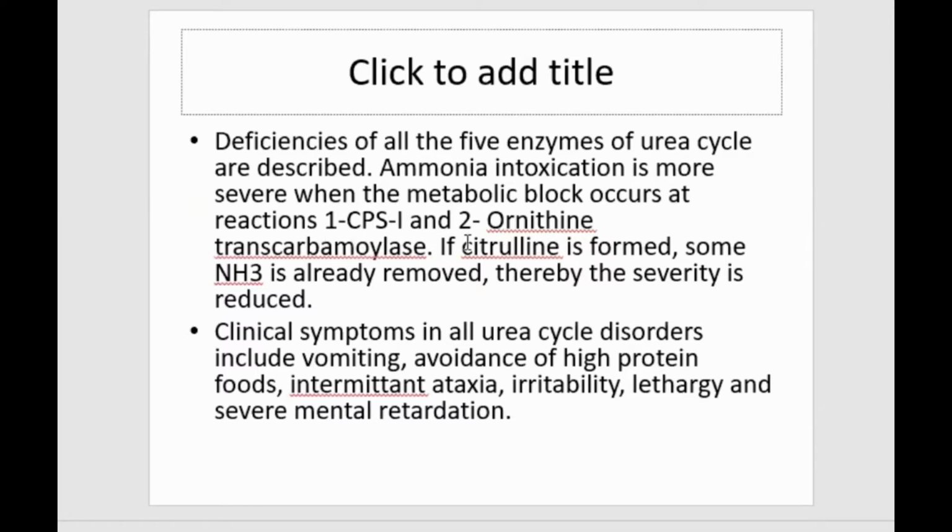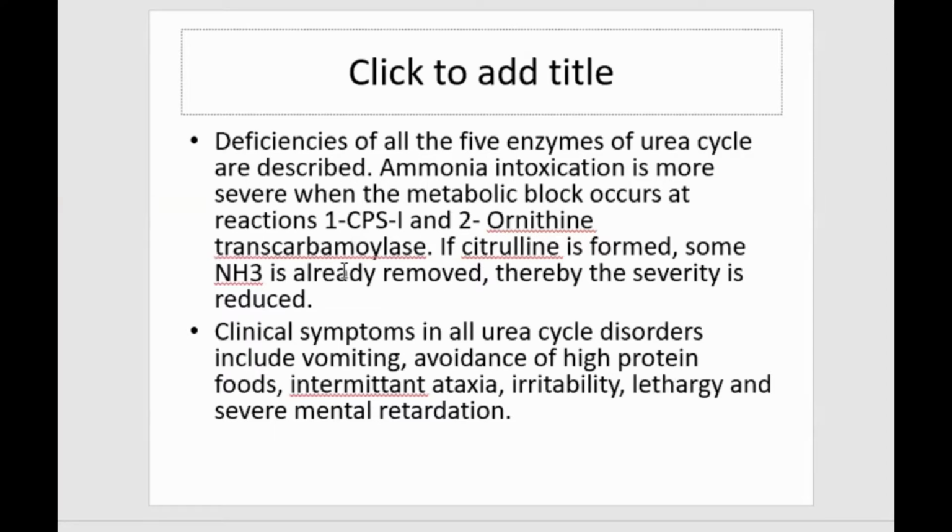In the third reaction, when citrulline is formed already, some ammonia is already removed. You've seen the carbamoyl phosphate synthase first, and then argininosuccinate synthase, where citrulline is formed. So some ammonia is already removed, thereby the severity is reduced, whereas the deficiency of the first 2 enzymes leads to severe types of hyperammonemias.